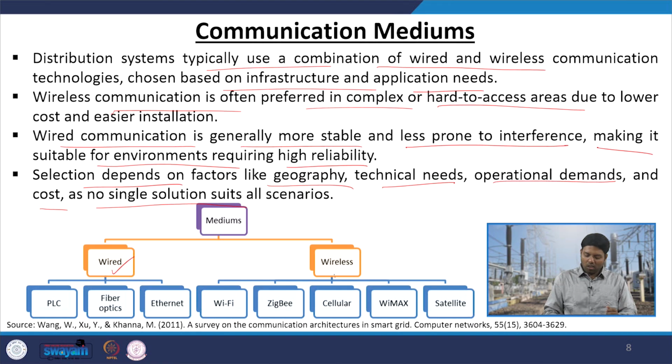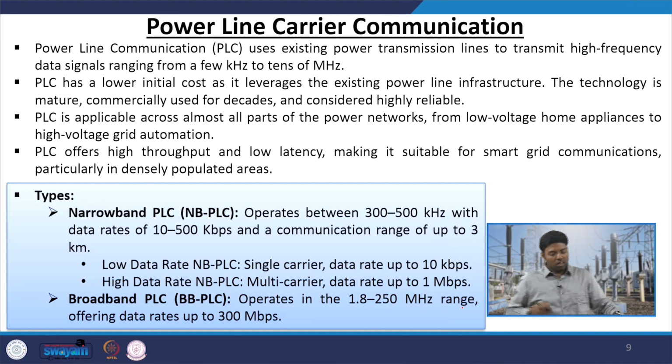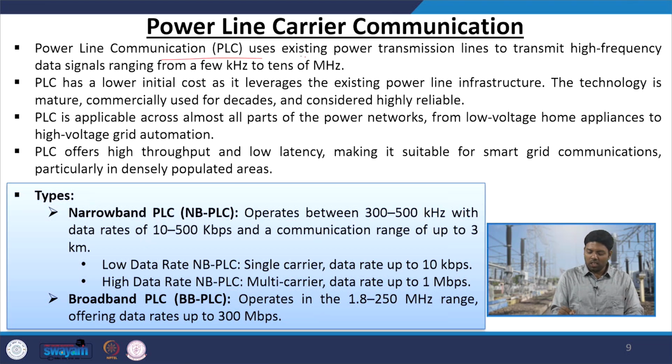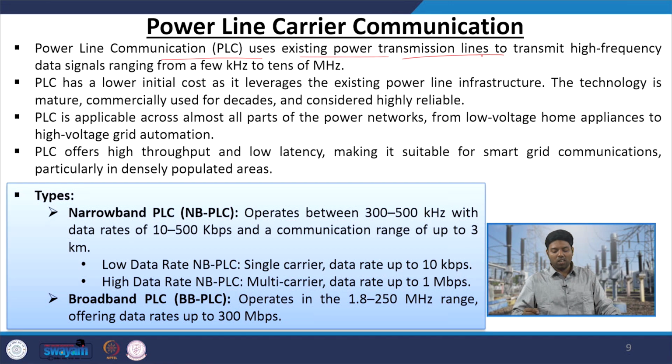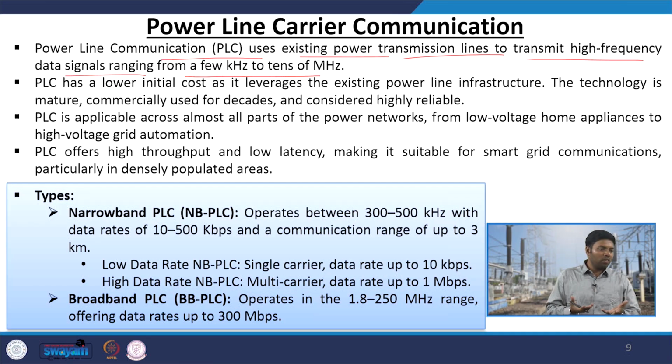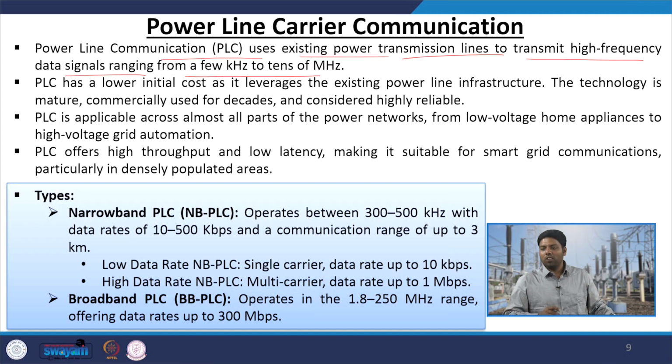So, that can be wired or wireless. In wired you have PLC, optical fiber, Ethernet, and in wireless you have Wi-Fi, Zigbee, cellular, WiMAX and satellite communication. First, we will see power line communication. Power line communication uses the existing power transmission or distribution lines to transmit high frequency data signals ranging from a few kilohertz to tens of megahertz. So, in the power line, along with the power signal at 50 hertz or 60 hertz frequency, we send the communication data as well, in the range of a few kilohertz to megahertz.